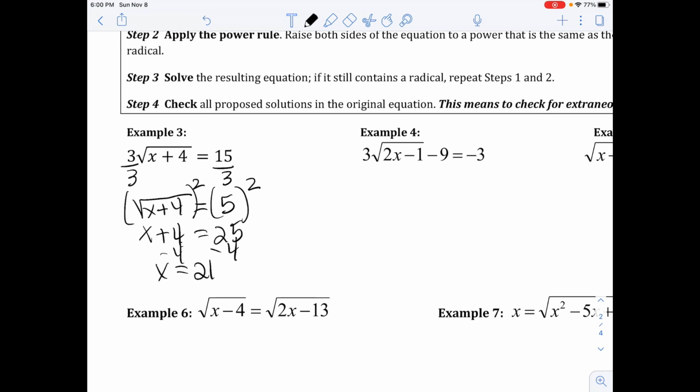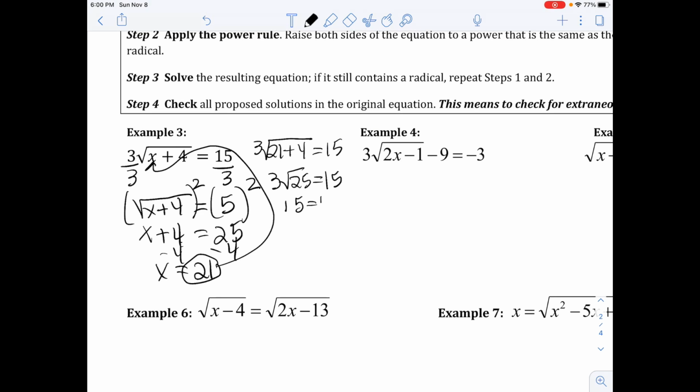Now all you have to do is test your solution. So I'm going to substitute that 21 back in. So it's going to be 3 times the square root of 21 plus 4 equals 15. 3 times the square root of 25 equals 15. 15 is going to equal 15. So it checks.